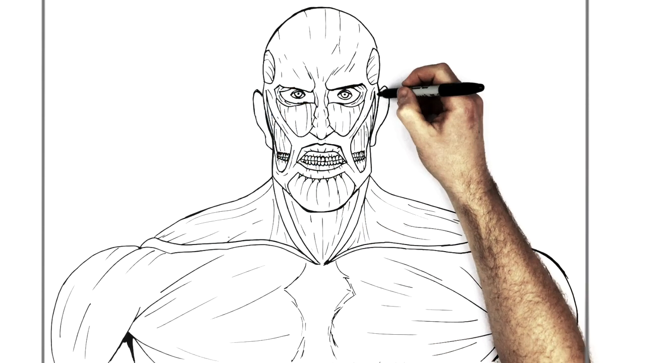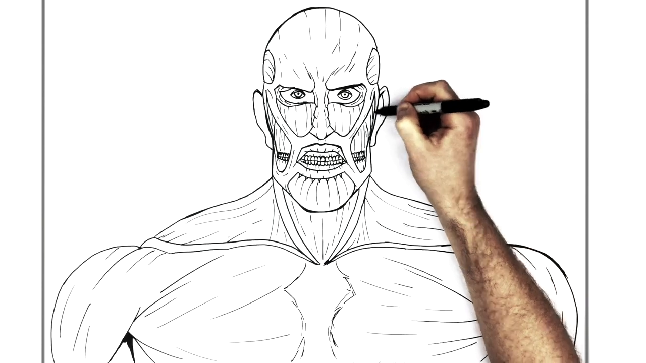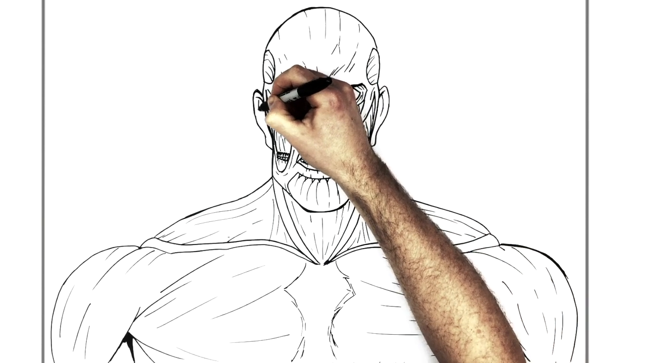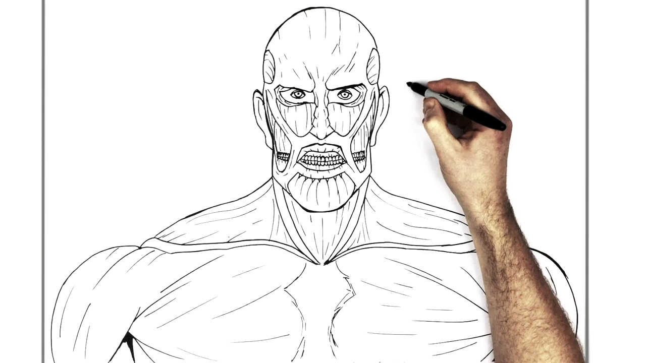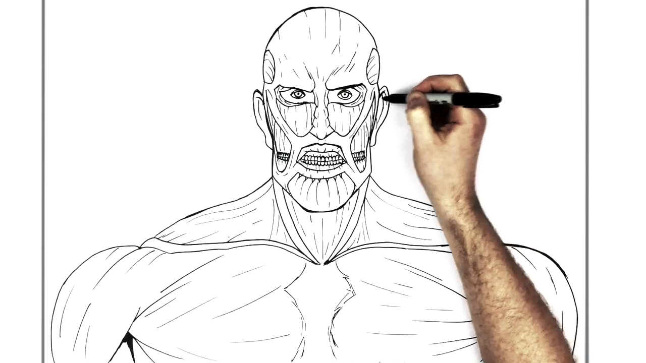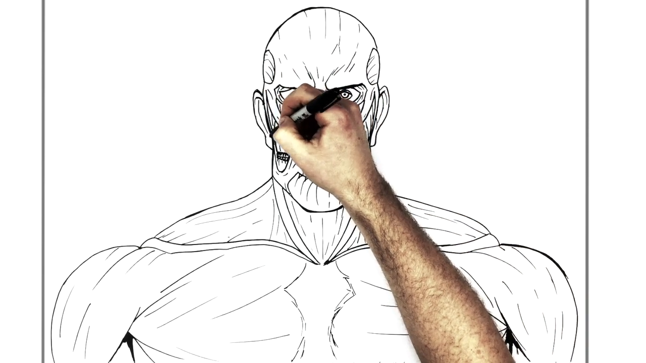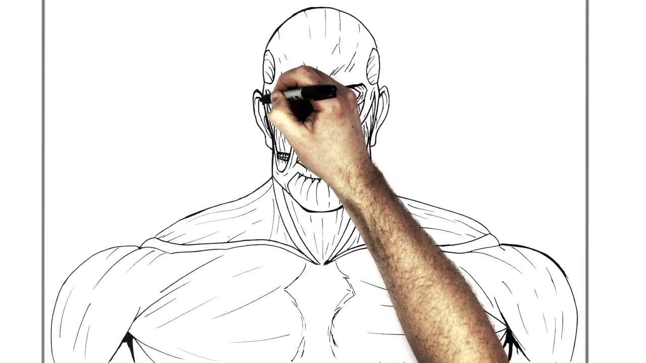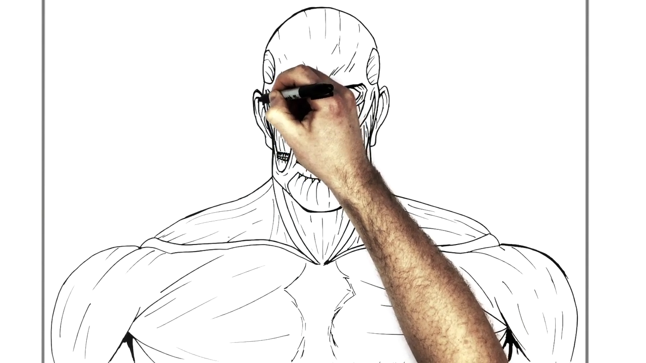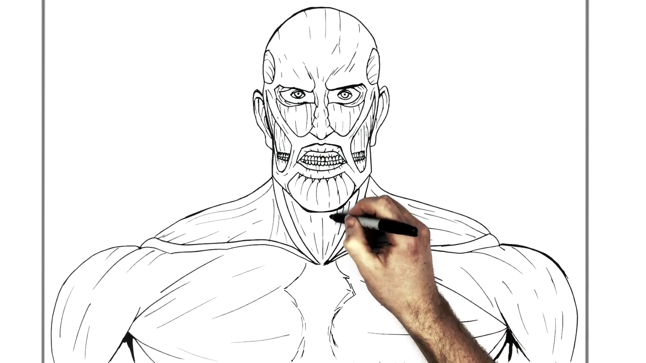Going down to there. And inside we've got bones and ligaments inside his ear. Easiest way is always the letter J. But if you want to add more detail, you can. More lines coming around inside like that. But I think I'm going to have to leave it there.